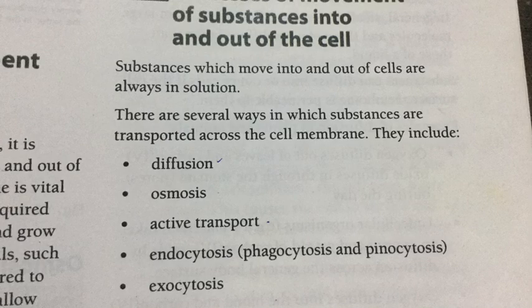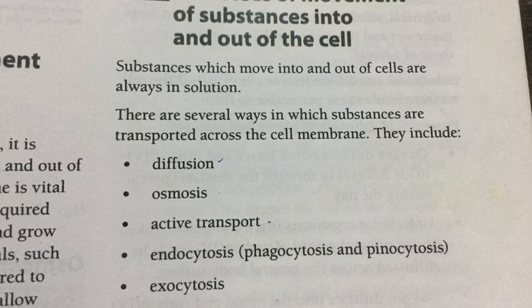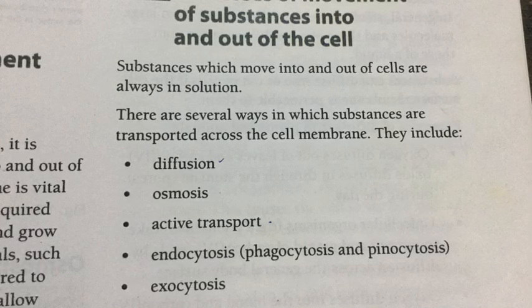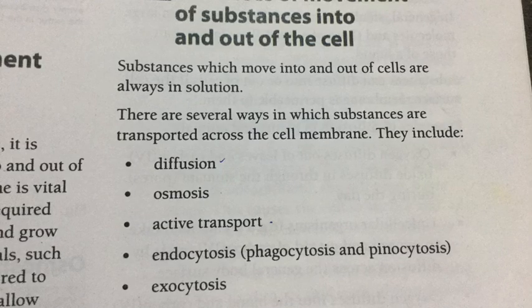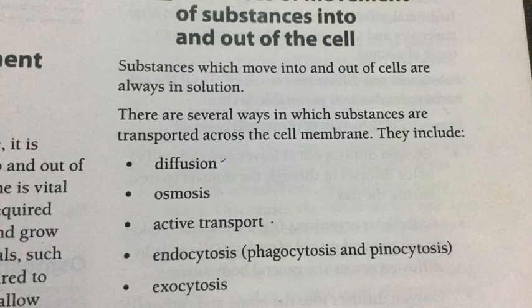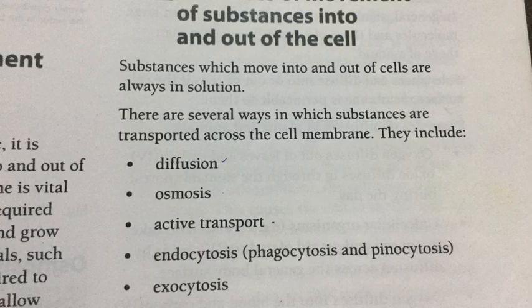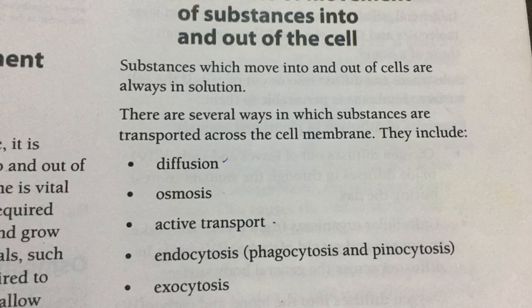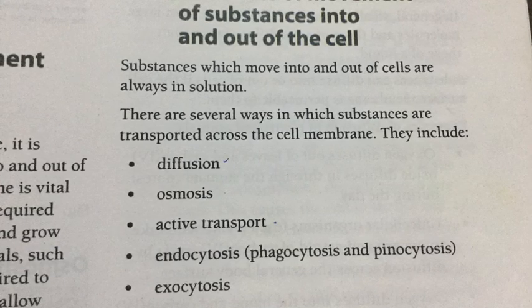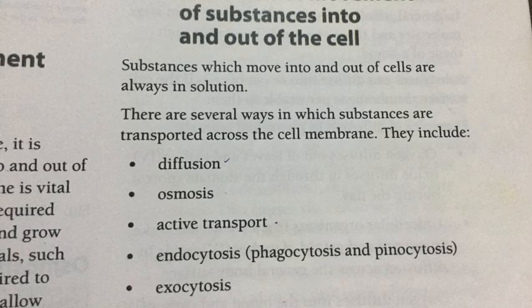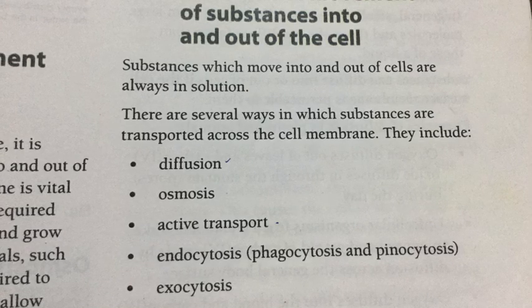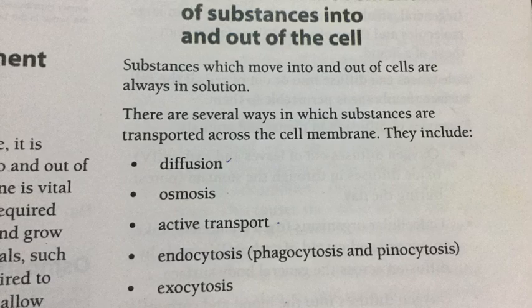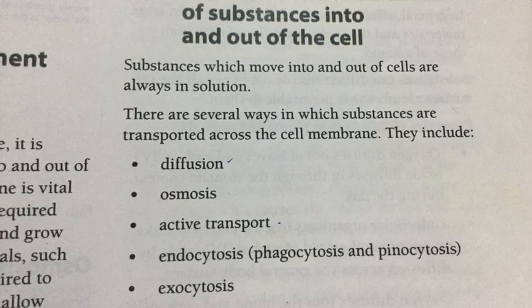Substances which move into and out of cells are always in solutions. There are several ways in which substances are transported across the membrane. They include diffusion, osmosis, active transport, endocytosis, which is of two types, phagocytosis and pinocytosis, and finally exocytosis.